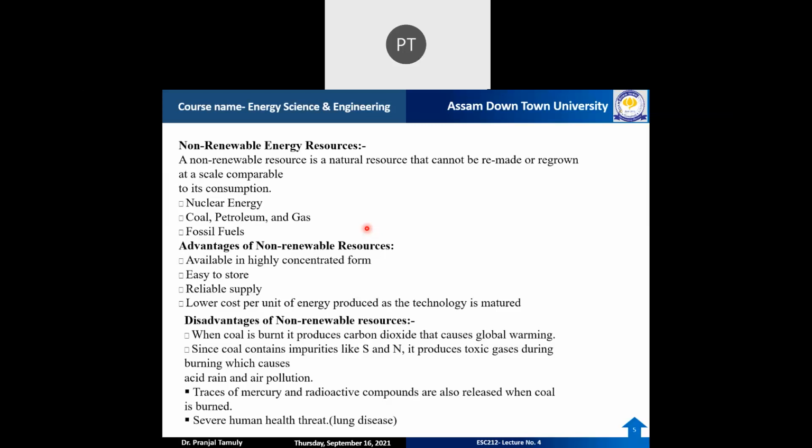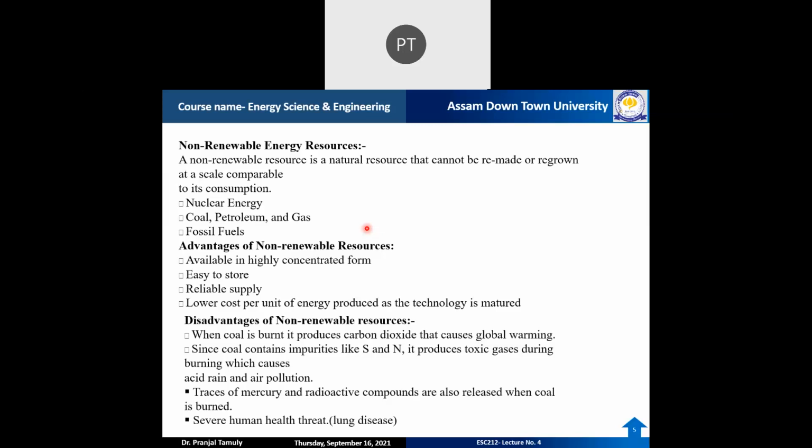So we are not at the mercy of nature to use this source of energy. So these sources of energies are stored and we can use it as per our need. Low cost per unit of energy produced as the technology is mature. So also the operation cost of these sources of energy is very low. So apart from this advantage, what are the disadvantages of using non-renewable resources?